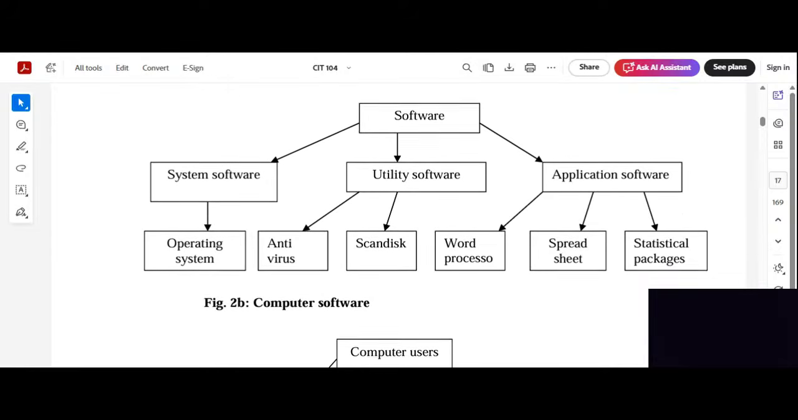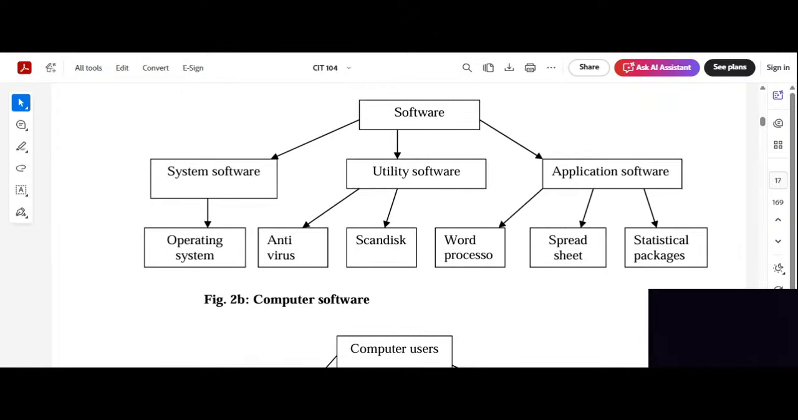Now, under utility software, we have something like antivirus is a utility software. Scan disk is a utility software for scanning any external thing you plug to your computer, like your memory card that you plug to your computer, like flash that you plug to your computer.